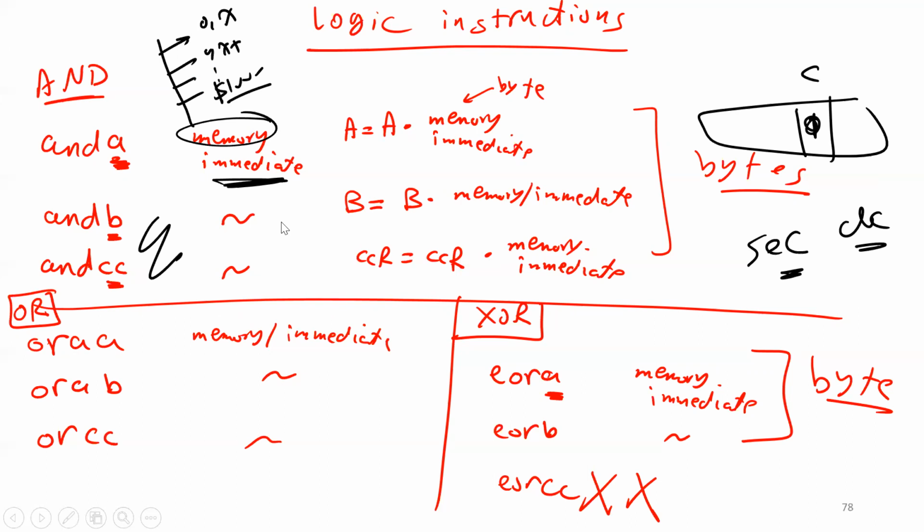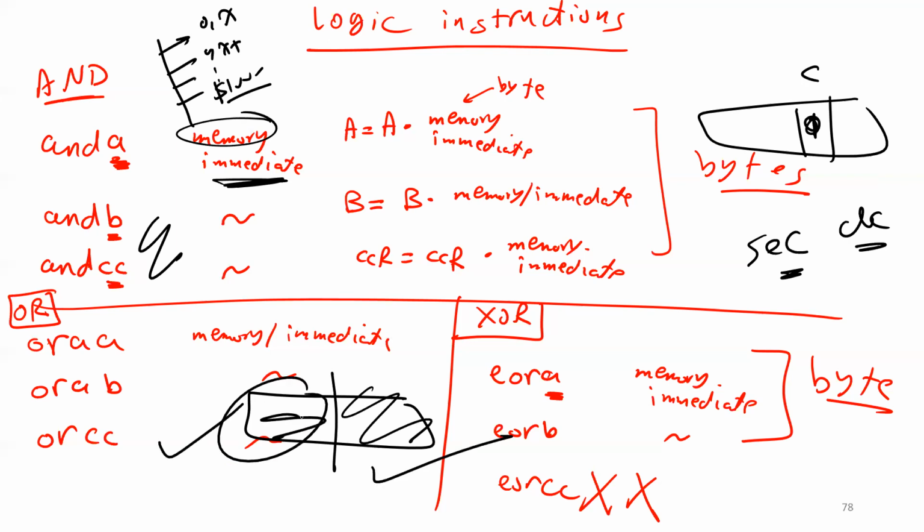That means we don't have logic for a word, right? But that's not difficult. If I want to do it for a word, I can do AND separately. I can do AND here and I can do AND here. It works this time. Why? Because there is no carry I have to consider, so I can separate them.